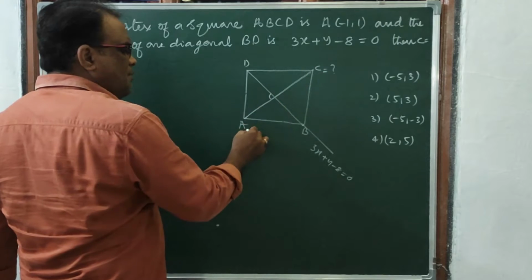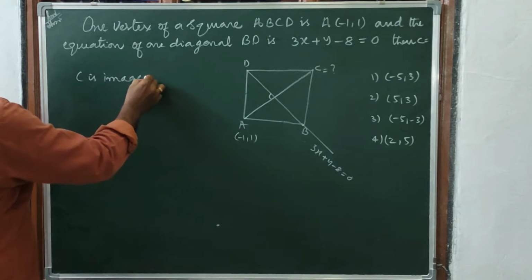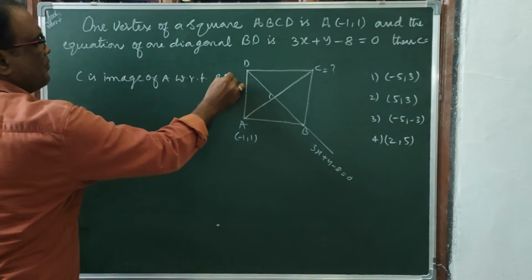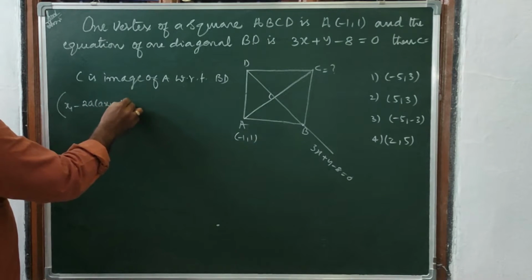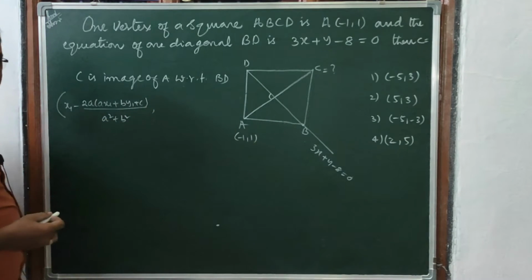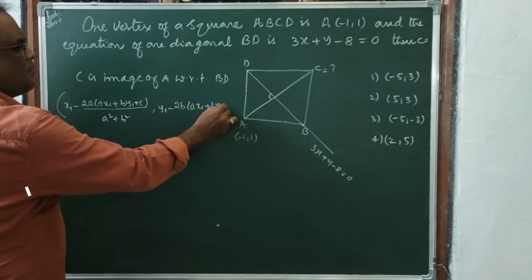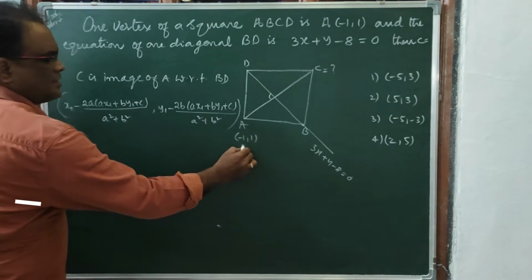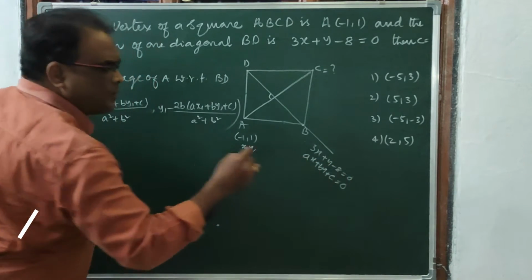So C is the image of A with respect to the line, C is the image of A with respect to BD. What is the image formula? x1 minus 2a into ax1 plus by1 plus c by a square plus b square. Similarly, y1 minus 2b into ax1 plus by1 plus c by a square plus b square. Here the line is ax plus by plus c is equal to 0.